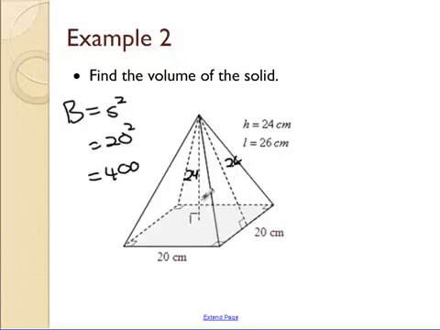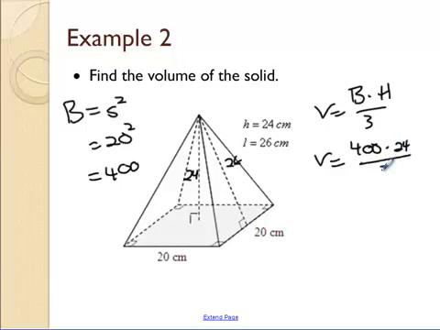The only thing that you need to decipher is which one do I need. For volume, I want the actual physical height. How tall is the shape? If I was doing surface area, I would want this one over here, the slant height. So volume is area of the base times the height divided by 3. The area of the base is 400, like we just did on the left, times the height of 24 divided by 3. So 400 times 24 divided by 3, you get that the volume of this pyramid is 3,200.